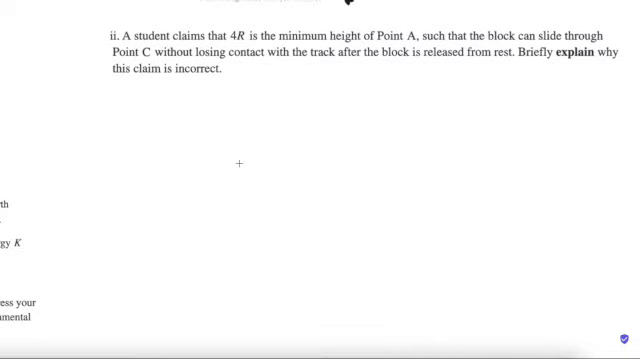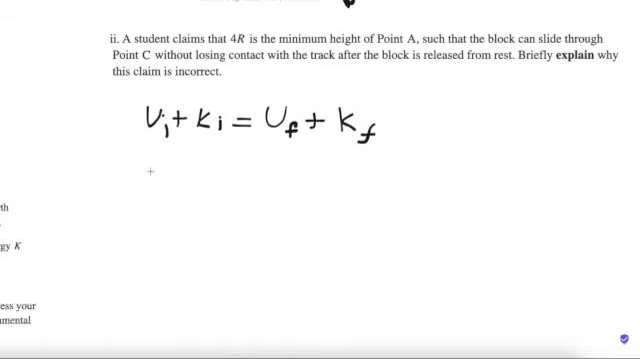So we would start, first of all, we can do conservation of energy again. U initial plus kinetic initial is equal to U final plus kinetic final. So let's actually do it, right? mg 4r in this case, because it's starting at 4r, and then plus 0 because it's still not going to have any initial velocity.